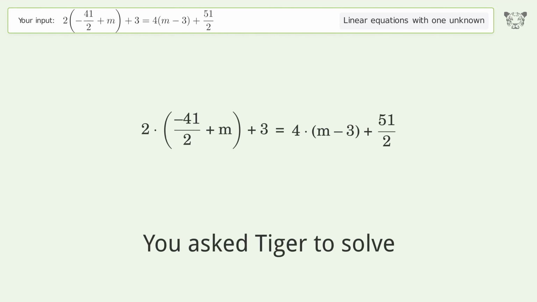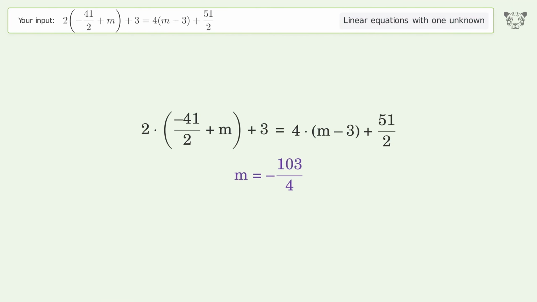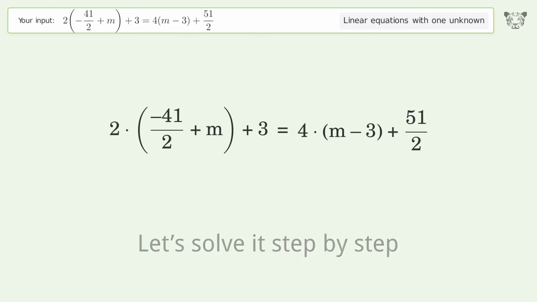You ask Tiger to solve this. This deals with linear equations with one unknown. The final result is m equals -103/4. Let's solve it step by step.